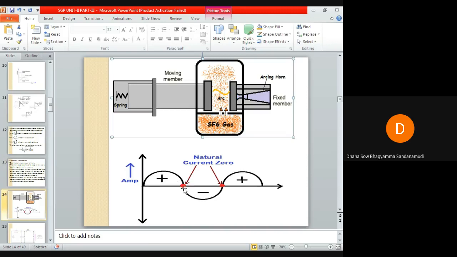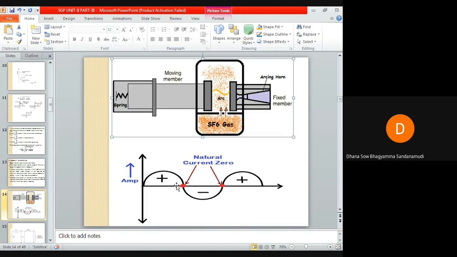Actually, in general, deionization should occur at natural current zero, but deionization is occurring, due to the high dielectric strength between the contacts, at some other instant instead of natural current zero. So deionization at any other stage of the arc is disadvantageous and unnecessary.